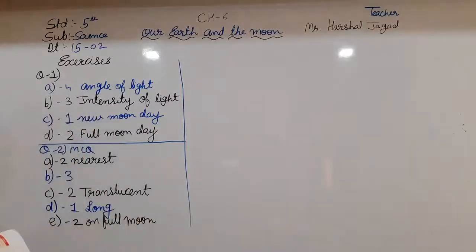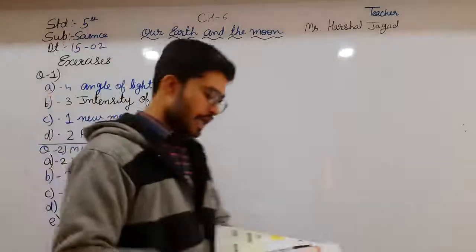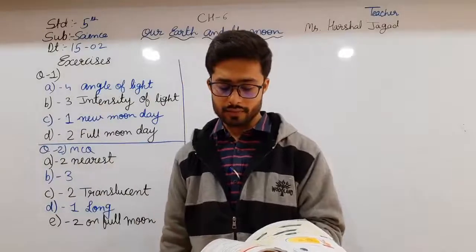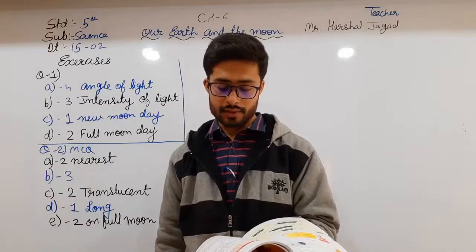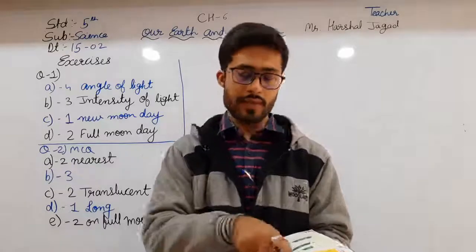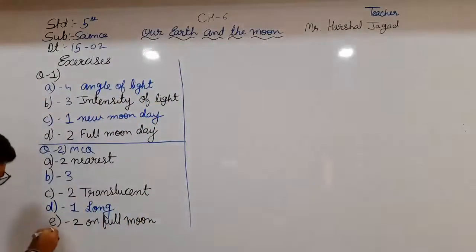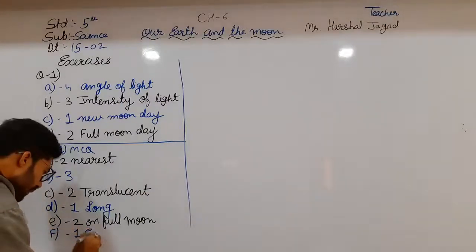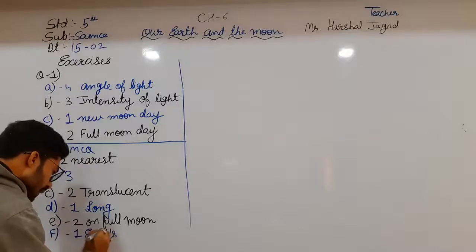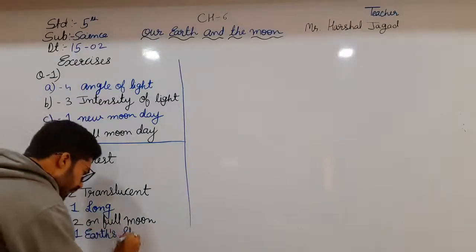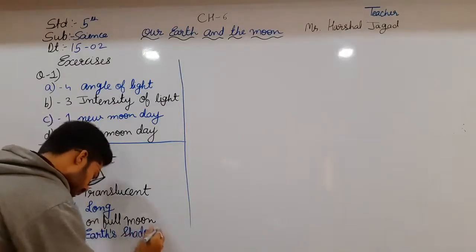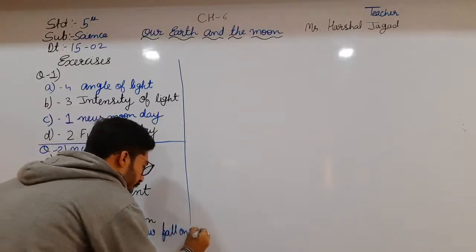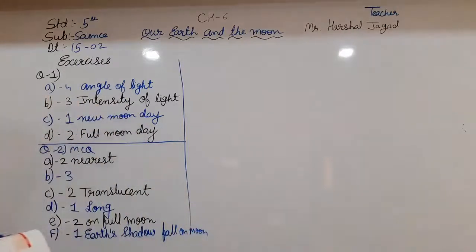Then coming to F, during a lunar eclipse the dash: earth's shadow falls on the moon, moon's shadow falls on the earth, or sun's shadow falls on the moon. So here in F it will be 1. Earth's shadow falls on the moon. Okay, so these are the answers.